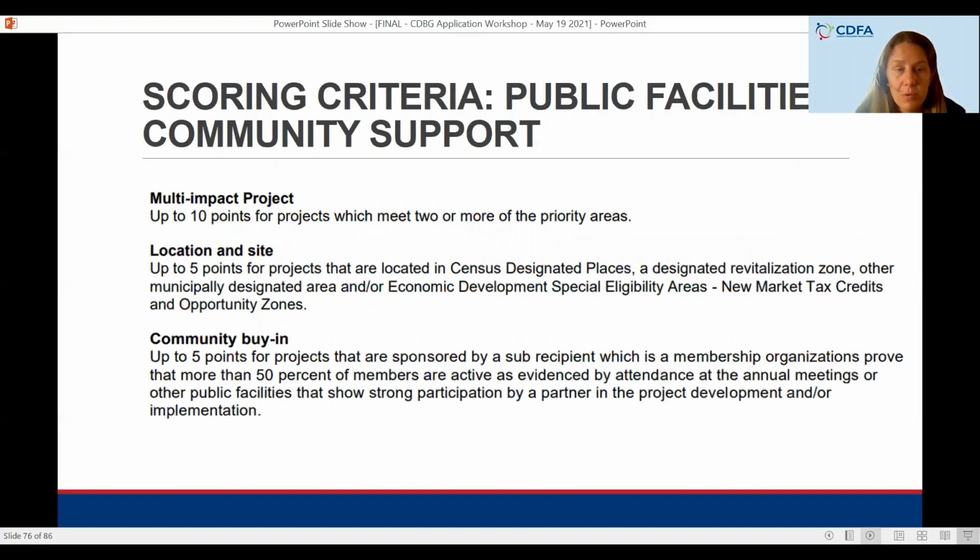In terms of community support, we're looking at 3 different categories. The first is whether the project meets 2 of those priority areas listed in the above slide. The second is the location of a project. So if the project revitalizes a community by being located in any of these designated zones, it will receive 5 points. And if the project can show community buy-in, then it will receive up to 5 points for the degree of community buy-in. Altogether, these areas encompass and show significant community support for the public facility project.